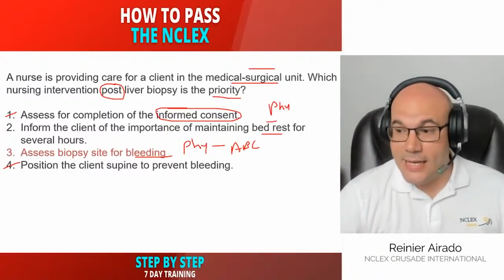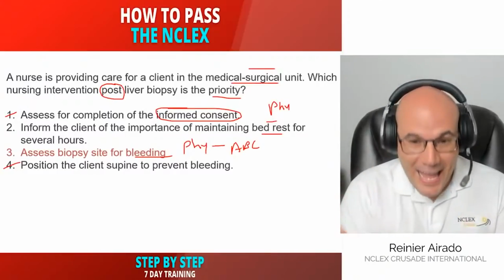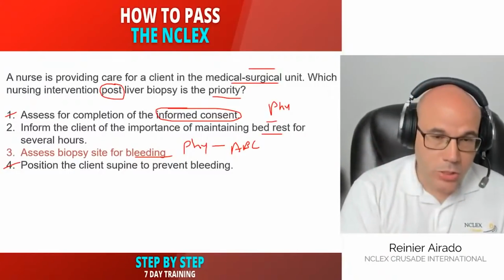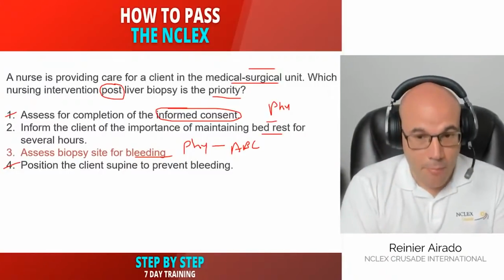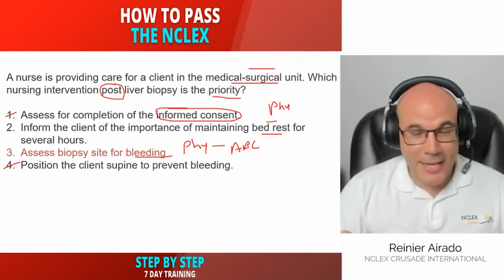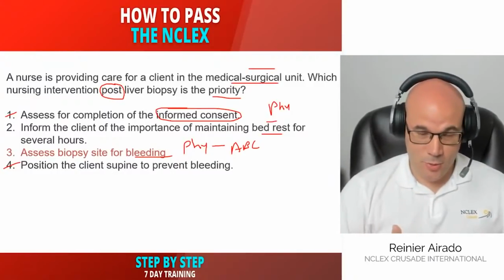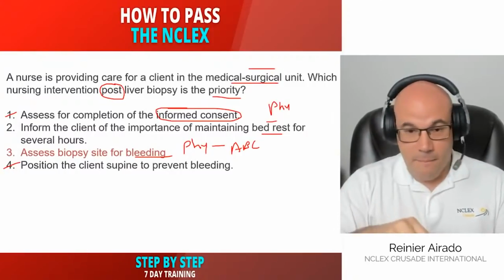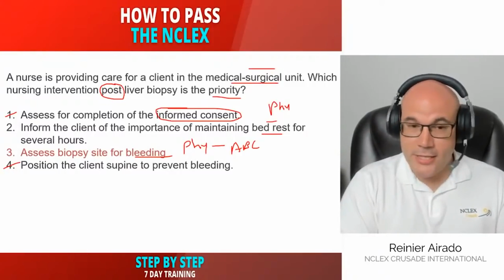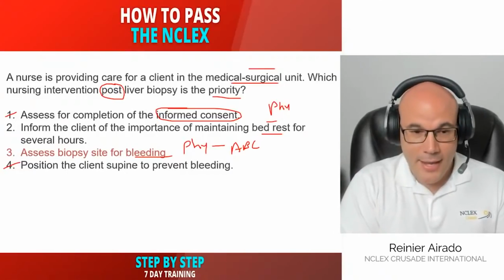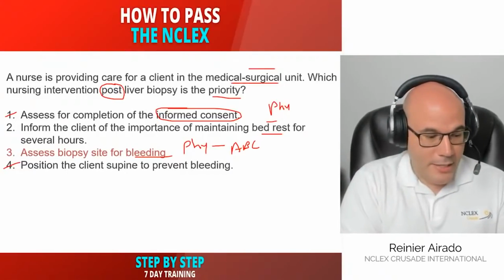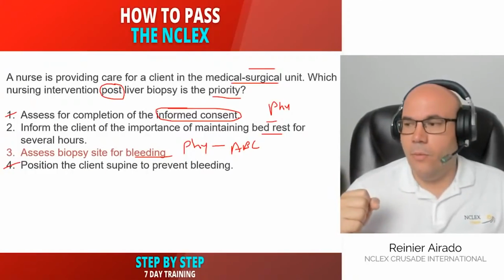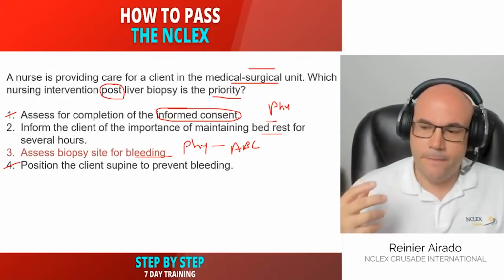Why do we have to assess for bleeding? Because the highest complication or risk involving post-liver biopsy is hemorrhage, bleeding. The same thing we've been talking about for the past 2 questions. But answer number 3 doesn't say bleeding, doesn't say hypotension, and doesn't say hemorrhage, but it's a nursing intervention that you must do.